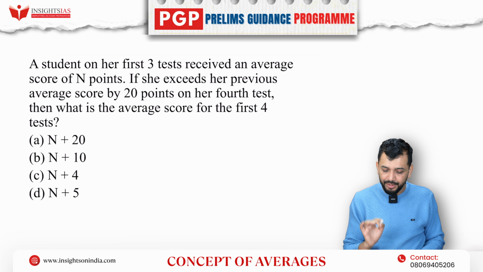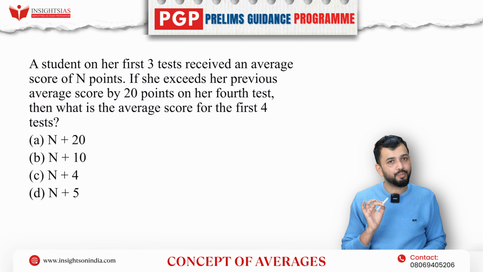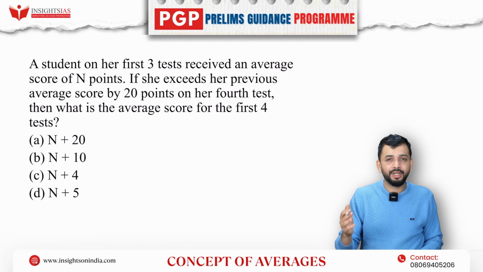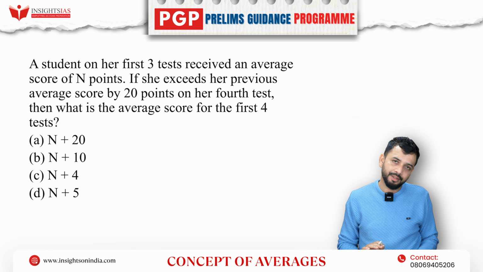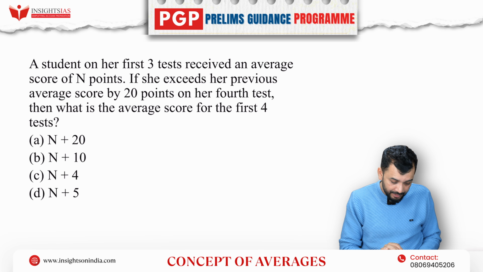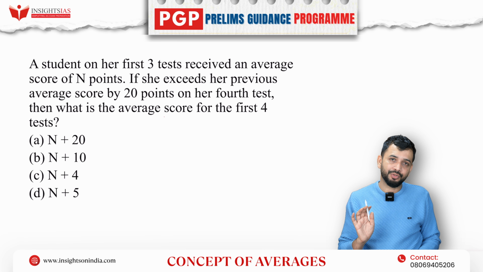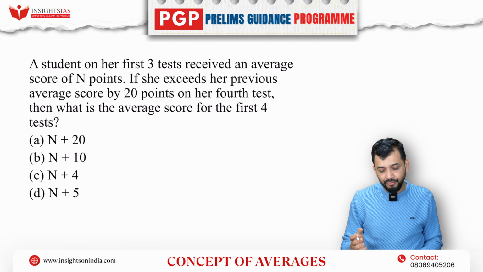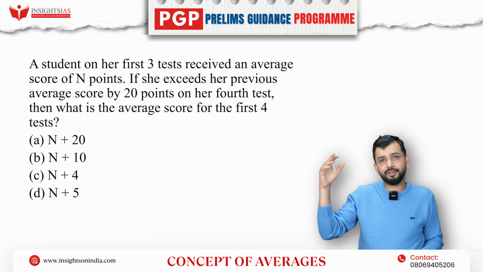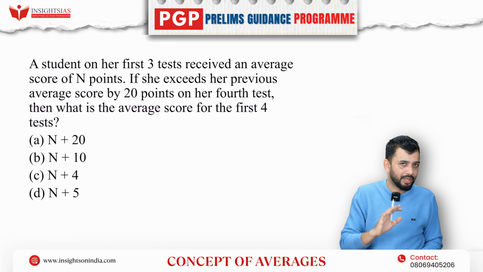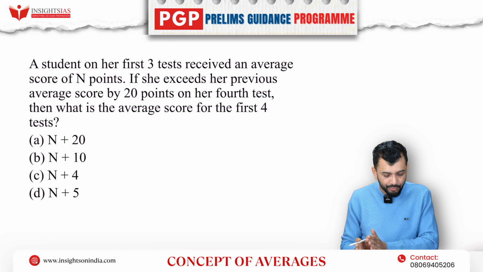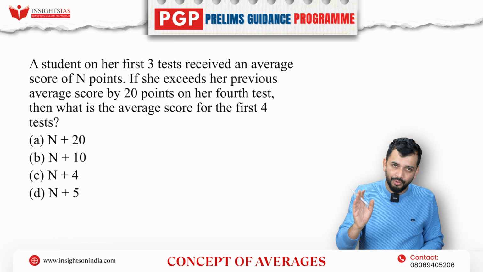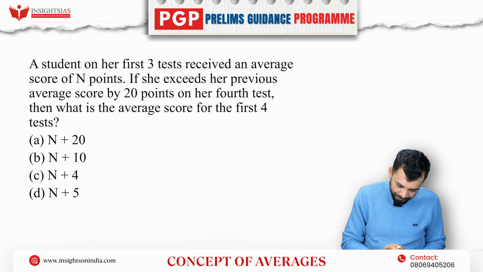So a student on her first 3 tests received an average score of n points. If she exceeds her previous score by 20, that is in the 4th test she scored 20 more than her previous test, then what is the average score of the first 4 tests? Now you think logically and do it. If you are getting confused, assume a number. The n point is 5, 10, whatever the number, and then you calculate whichever way you want. The options are n plus 20, n plus 10, n plus 4, n plus 5. This is also a PYQ that you have to put the answer in the comment box.